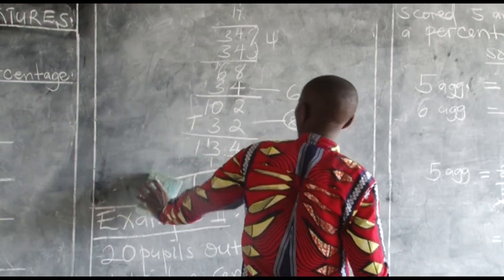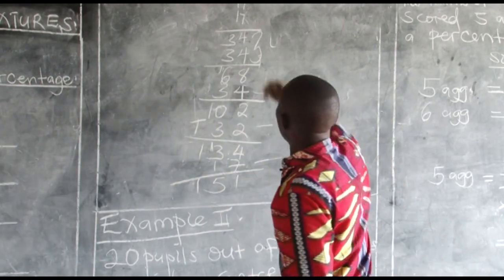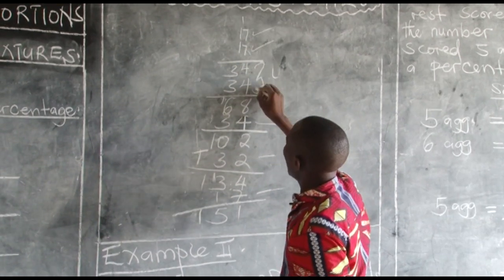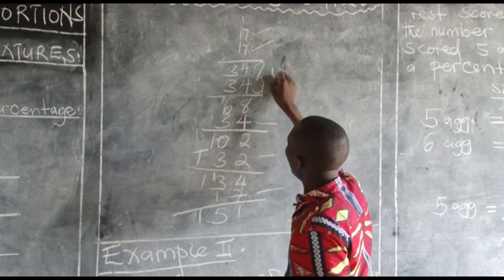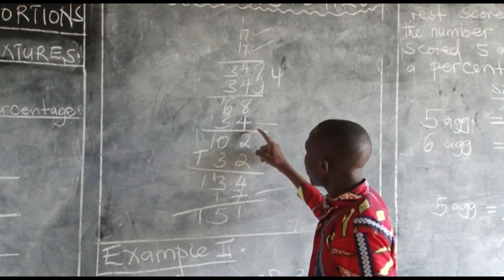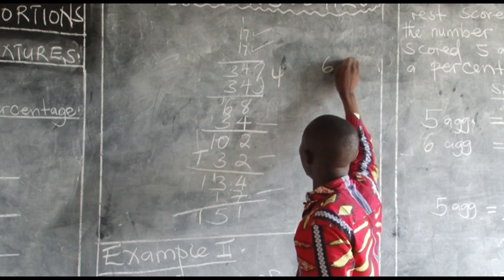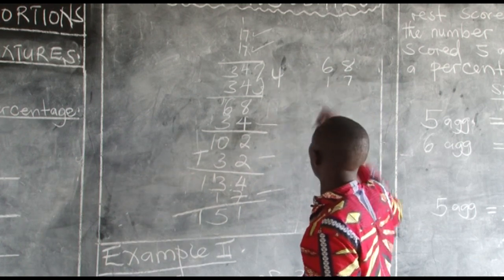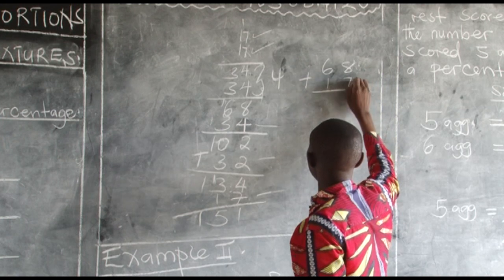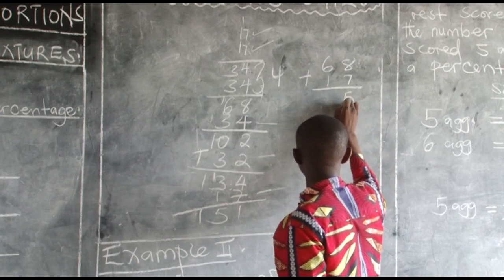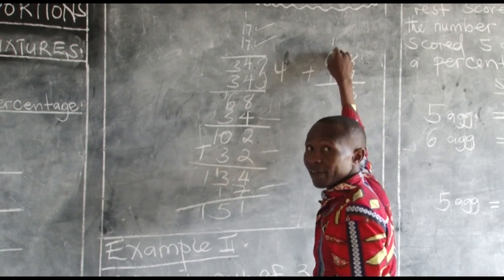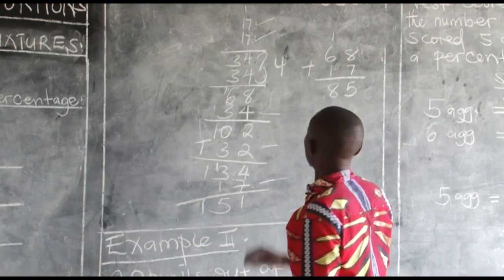So let's look at this. 17. When we look at our grouping here, this is one group. Two groups gives us 34. Then four groups gives us 68. The fifth group: we shall get four groups as 68 plus another one group. We add one more group and see what we are going to get. 8 plus 7 will give us 15. 15, we shall write 5, carry 1. 1 plus 6 gives us 7, plus 1, that is 8.